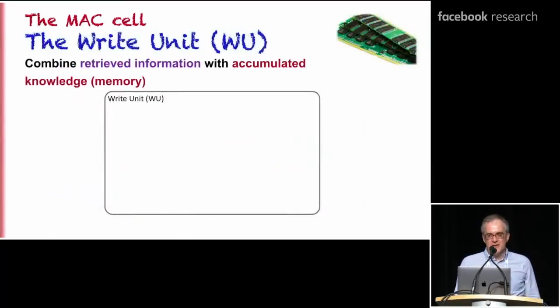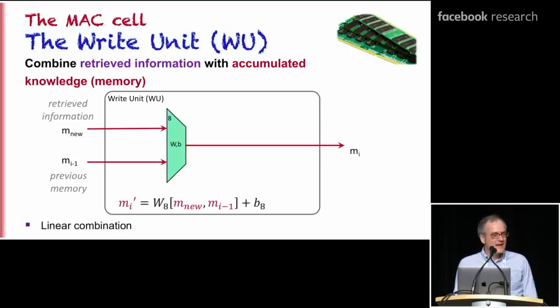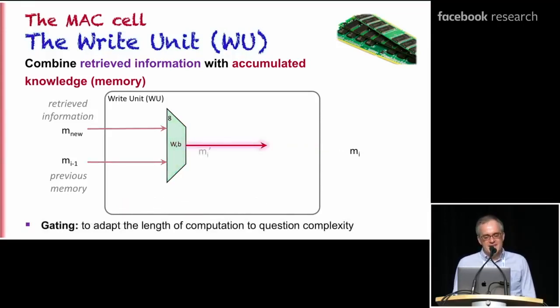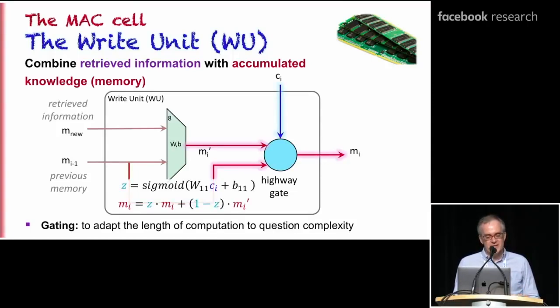And then there's the write unit. We actually explored a couple of write units of more or less complexity. The simplest write unit is you take your newly calculated memory and your previous memory, and you put it through a linear layer, and you write it as your new memory. And it turns out that actually works pretty well. But you might think that sometimes you've got to do a hard amount of thinking and sometimes only a little bit of thinking. So it might be useful to have a highway gate so that once you've finished your reasoning, you can just easily pass through your preceding memory.